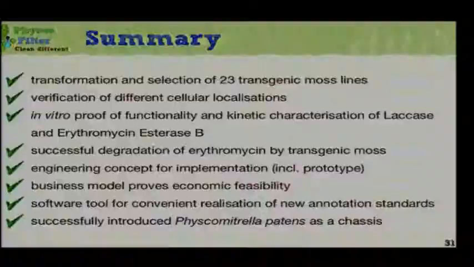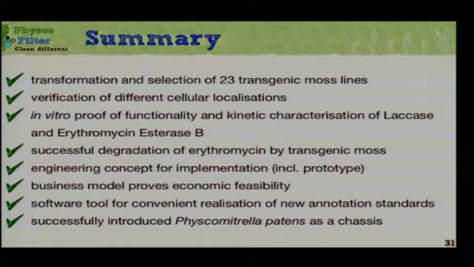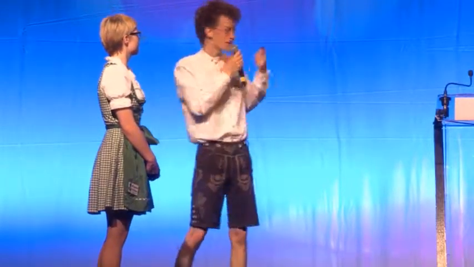Now, just to sum up what we have achieved so far, we've transformed and selected 23 transgenic moss lines and sent in a total of 73 biobricks to the registry. We verified the different cellular localizations of recombinant protein in the moss and proved the functionality of our effectors laccase and RGB in vitro and characterized their kinetics in detail. The best part, of course, our moss completely degraded the antibiotic erythromycin, so our Fisco filter works in the moss. Now, for the real-world implementation of our filter, we developed engineering concepts, including prototypes, and proved the economic feasibility of the filter. Then, most importantly, we successfully introduced Physcomitrella patens as a chassis to iGEM, providing the necessary genetic parts to the registry.